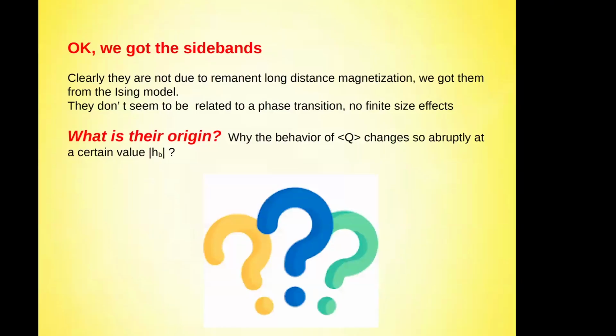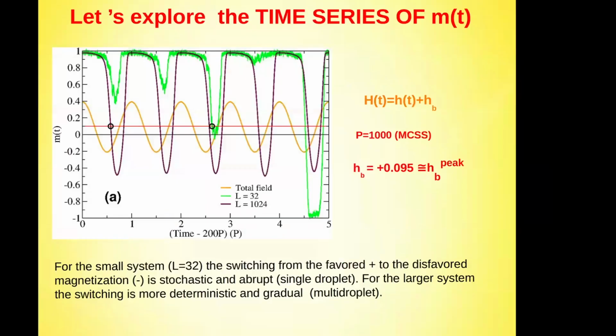Okay, so what is the origin? Why is the behavior of Q changed so abruptly at a certain value of the bias? That's what we want to understand. Now we can reproduce the results. Now let's try to explain them.